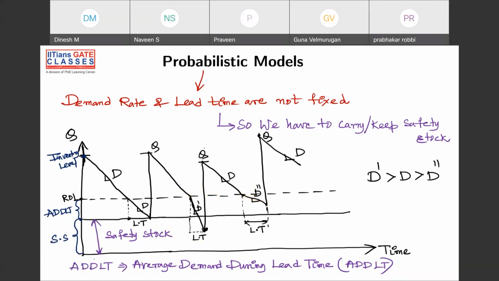So if you see ADT, that is nothing but the average demand. Why is it average now? Because the demand, everything is different. That's the reason why we take the average demand during lead time, which is ADT.